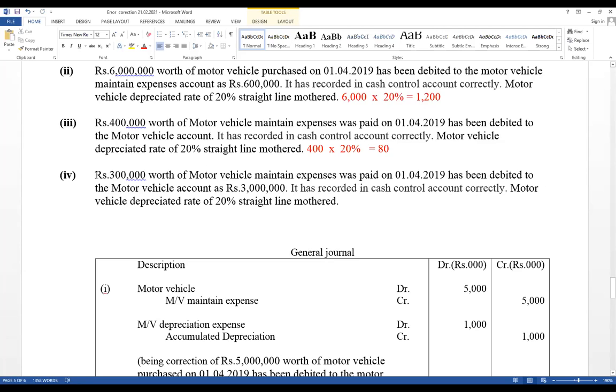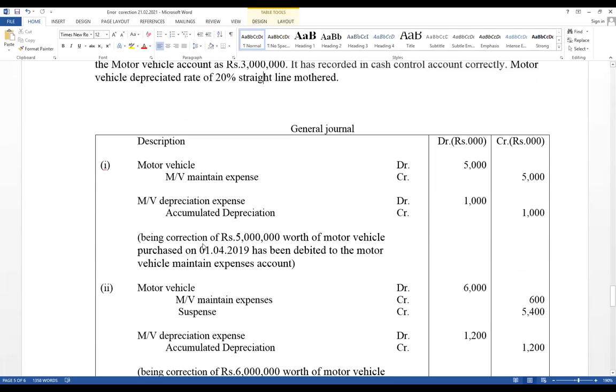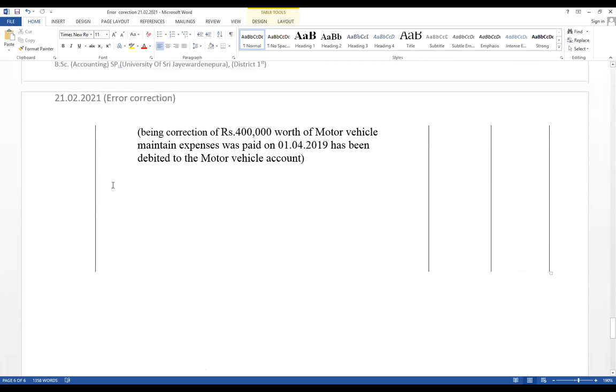Think about the correct double entry. Cash account credit, motor vehicle maintenance expense account debit 300, but erroneously debited to the motor vehicle account as 3,000. Therefore, motor vehicle account credit 3,000, maintenance expense account debit 300, and the difference value to the suspense account debit. After that, think about the depreciation effect also. First one, maintenance expense account debit 300, suspense account debit 2,700, motor vehicle account credit 3,000. First, write down the double entry. Transaction number fourth.